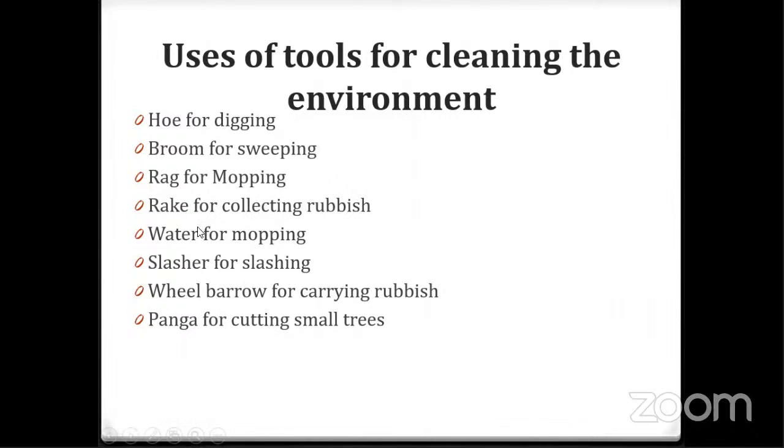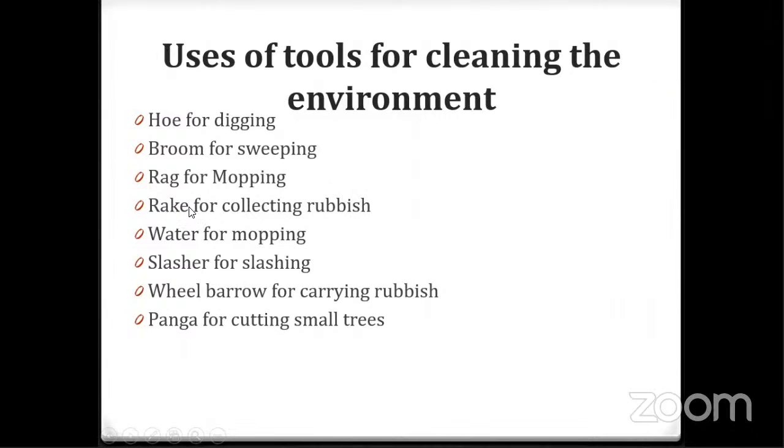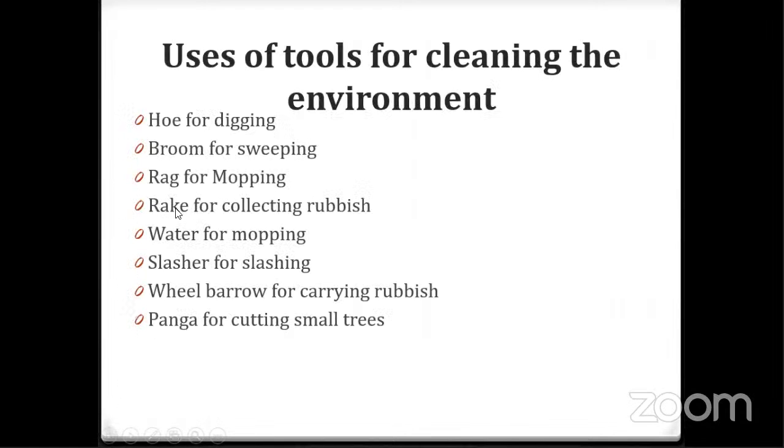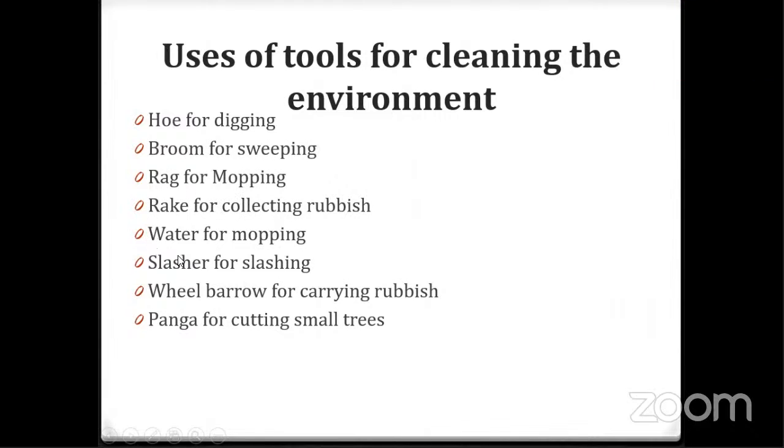Collecting rubbish. What is the use of a rake? Raking rubbish. Can you see? Look at the screen. I don't want people who just forge their own answers. Can you see on the screen here that a rake is used for collecting rubbish? Not raking, we don't have that word. Collecting rubbish. That's good. Then, Linus, what is the use of a wheelbarrow?